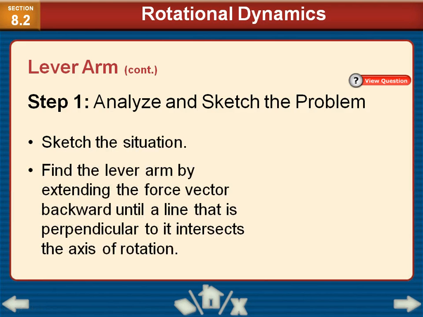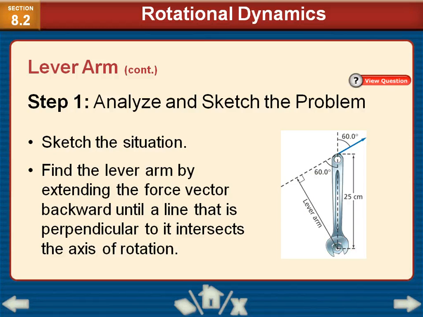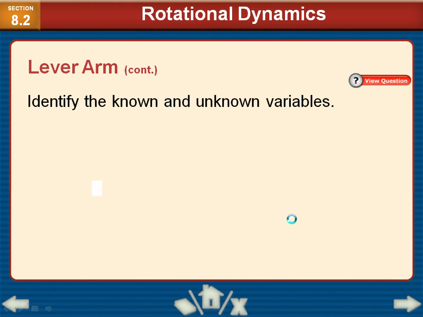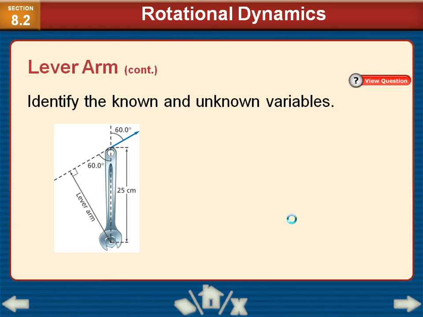So how do we go about finding this out? Well, let's take a look at our sketch. We have our 60 degrees. We have our 25 centimeters. We're going to calculate the lever arm. The lever arm, again, is going to be shorter than 25 centimeters. It's going to be reduced by the sine of theta. So whatever the sine of 60 degrees is, we're going to reduce the lever arm by that amount.